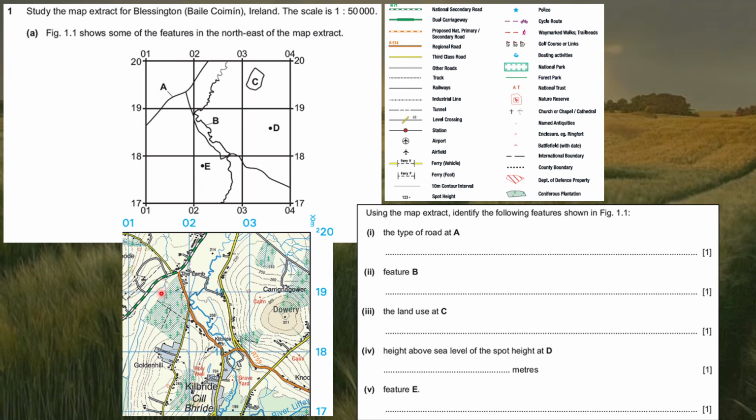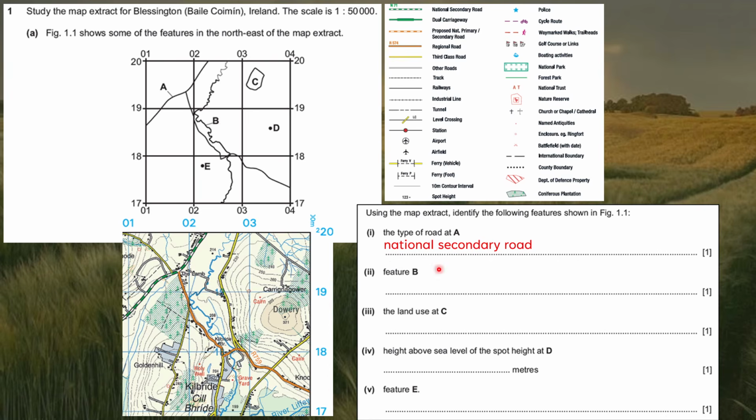Now we look at it and we can see it's green and white. So green and white, green and white. We look over here, which one is green and white? It's the first one, the National Secondary Road. So we need to write that in. Now there are many types of roads, and we are looking at the key, so we know the exact answer. We have to give the exact answer, which is the National Secondary Road.